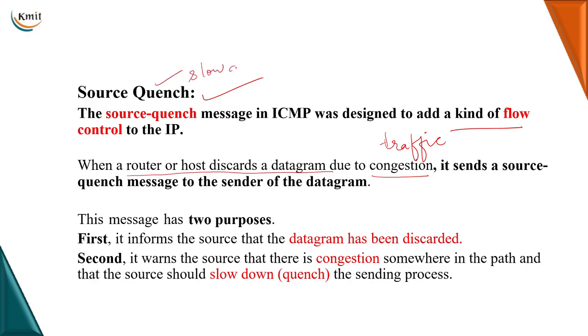So, there are two uses of this message. The first use is that we are informing the source machine that the datagram was discarded, and the second advantage is that you are warning the source machine that there is congestion somewhere in the path and that the source should slow down the sending process. So by this you are providing flow control. You are asking the source to stop sending or slow down so that the load on the network is reduced, the congestion is reduced, and the datagram loss is also avoided.